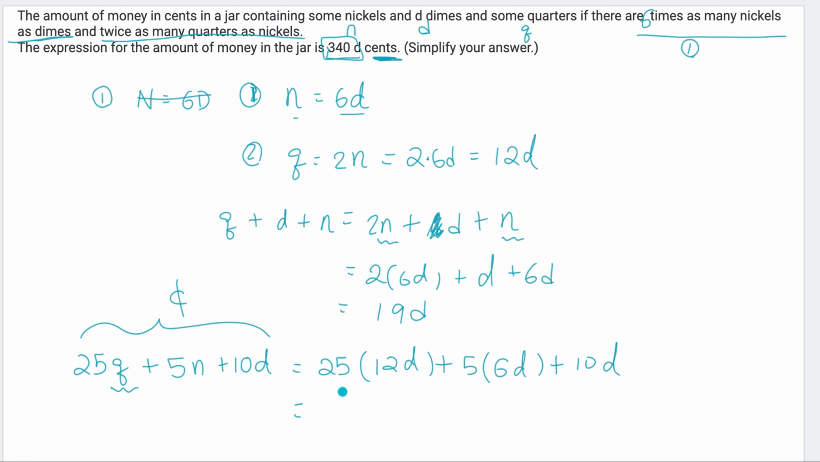Okay, what's 25 times 12? I need a calculator. 25 times 12 is 300, so 300d, and you have 30d. 5 times 6 is 30, so 30d, and you have 10d. So the total, 300 plus 30 plus 10, you get 340d in cents, right? So the answer is 340d.